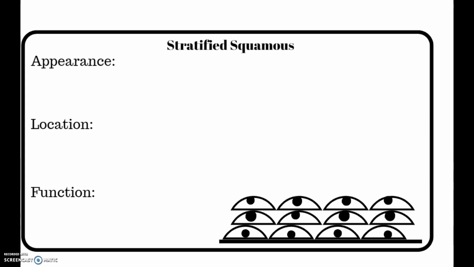And here when we think about the function, because of the multiple layers that are involved, it is not a problem to lose part of this outer layer. New cells will be created down towards the bottom and push their way up, and we're offering a lot more protection because of these multiple layers. So let's take a peek at the slide.